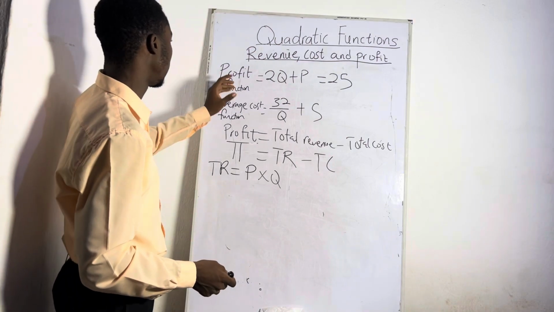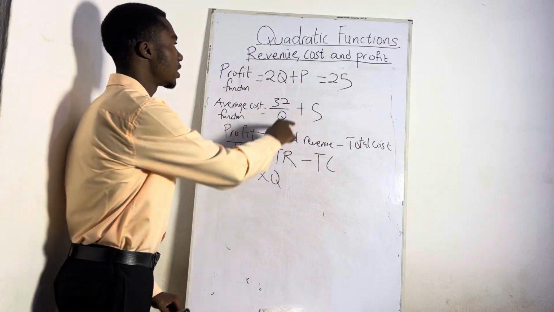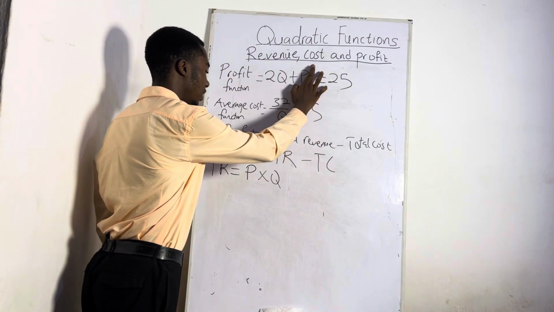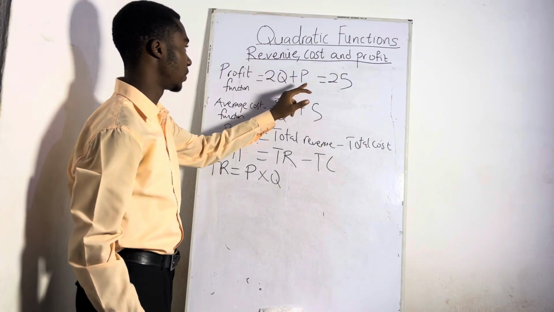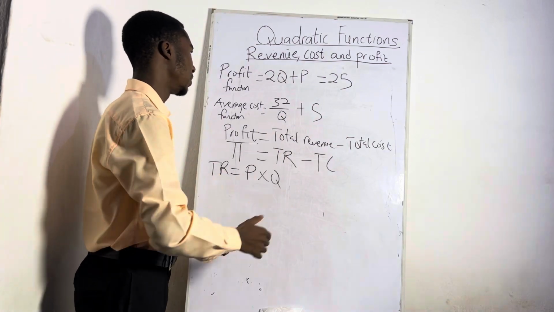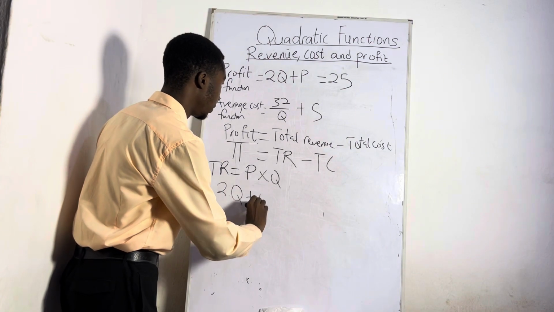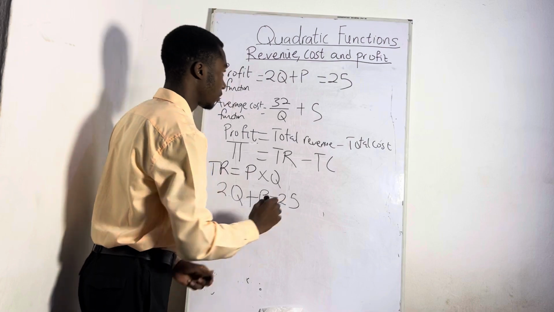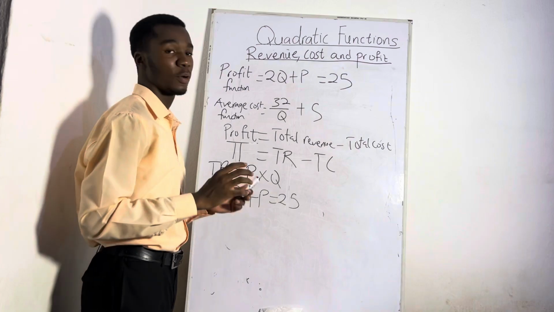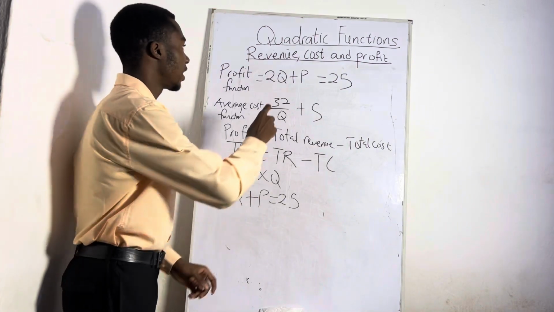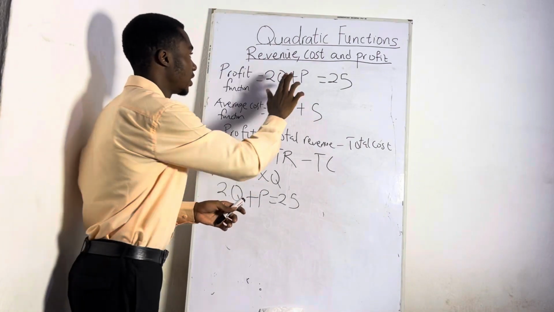Now, in the question, they gave us the demand function: 2K plus P is equal to 25. And we can see P here, and P is the price. The question didn't give us the exact price, but it gave us 2K plus P is equal to 25. So if we want to know our P, we can just make P the subject.